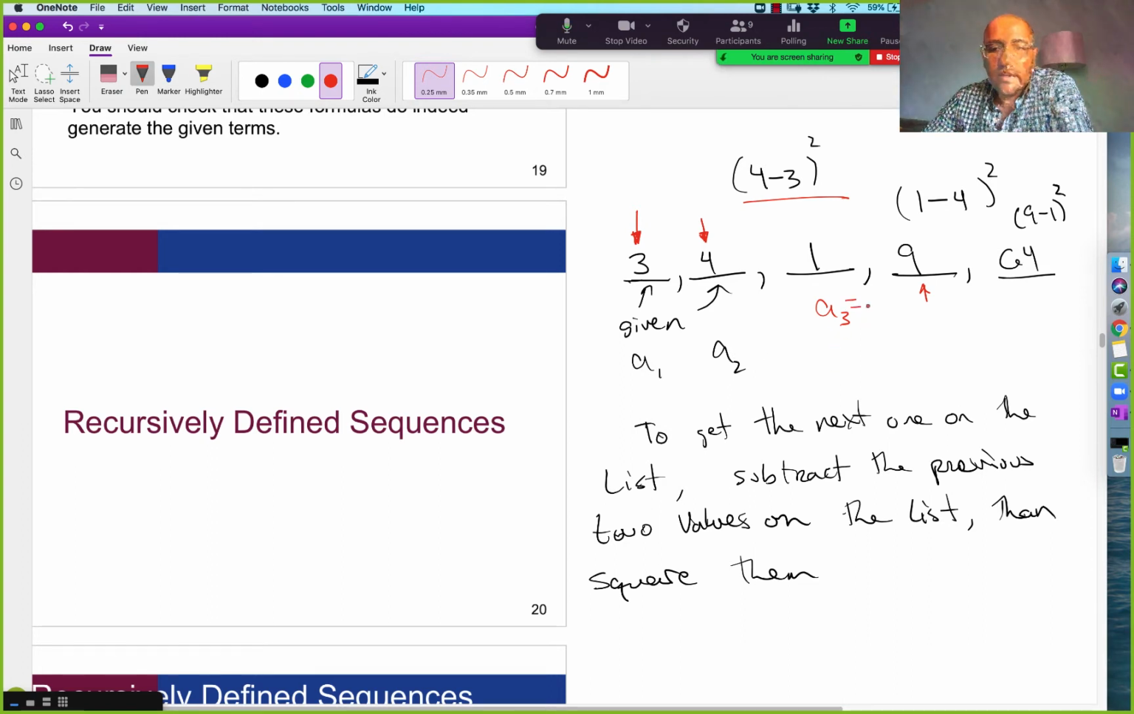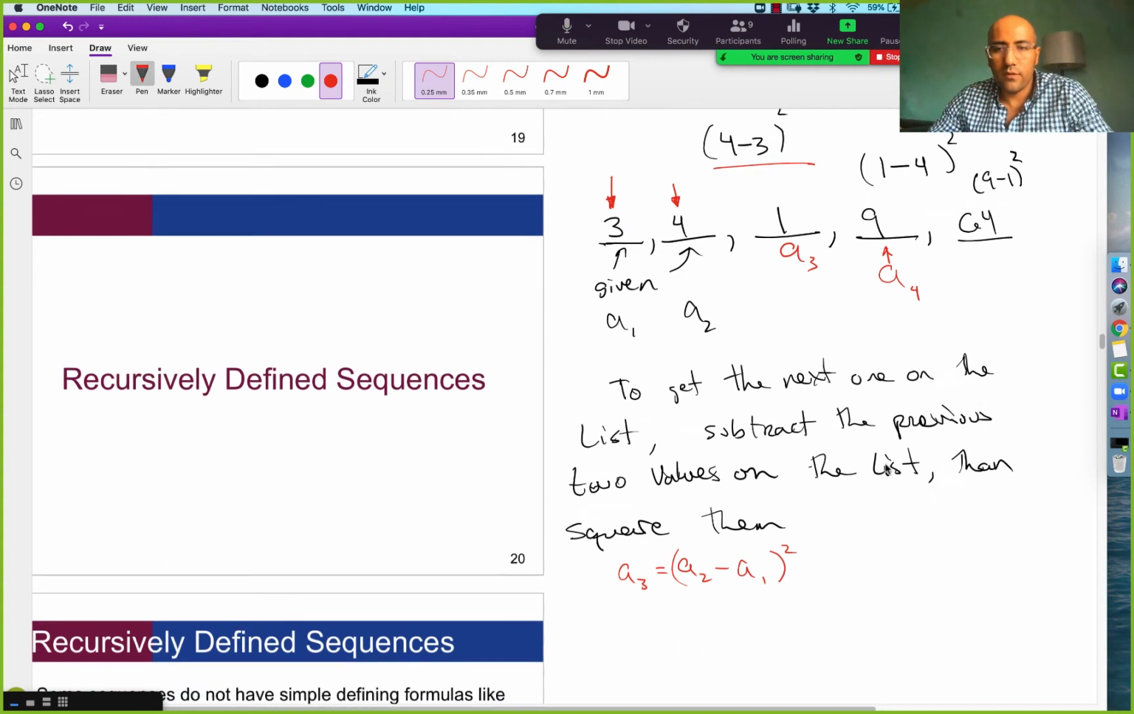A sub 3 was equal to, let me make some more room there. I guess I'll write it over here. A sub 3 was equal to a sub 2 minus a sub 1, and I squared it. Good. That's how I found a sub 3. Took the a sub 2 minus the a sub 1. Okay, to find a sub 4, let's make it a little smaller here.